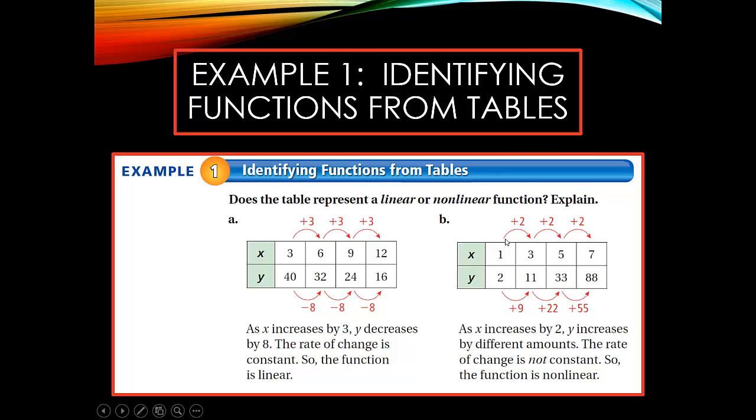And for B, we're going from 1 to 3, so we're adding 2, and 3 to 5, we're adding 2, and 5 to 7, we're adding 2. For Y, 2 to 11, we're adding 9, 11 to 33, we're adding 22, and 33 to 88, we're adding 55. As X increases by 2, Y changes by different amounts. The rate of change is not constant, so the function is nonlinear.